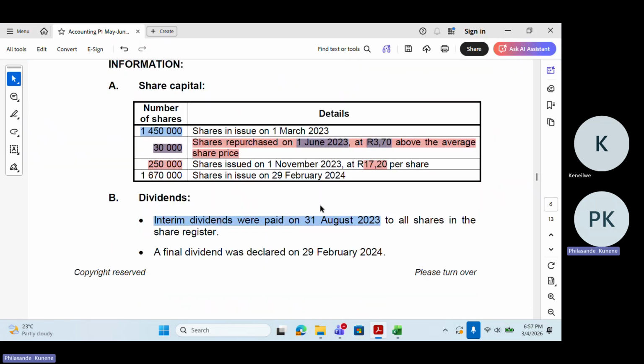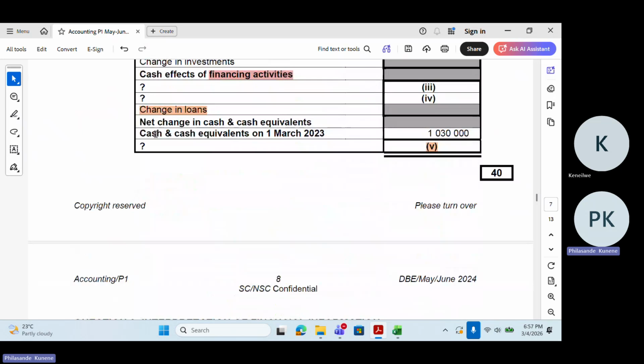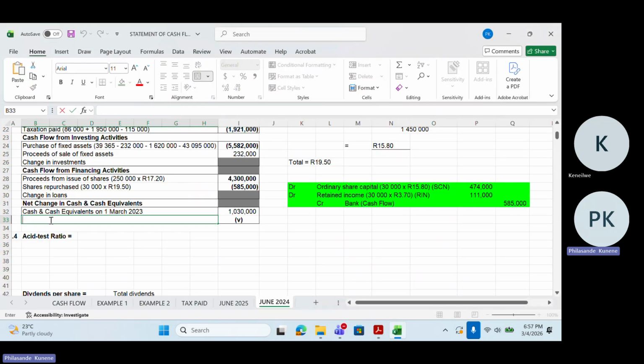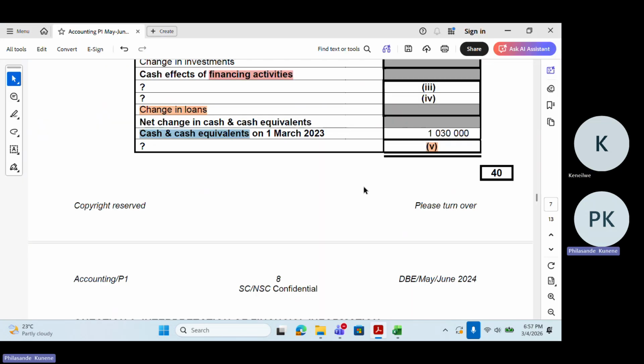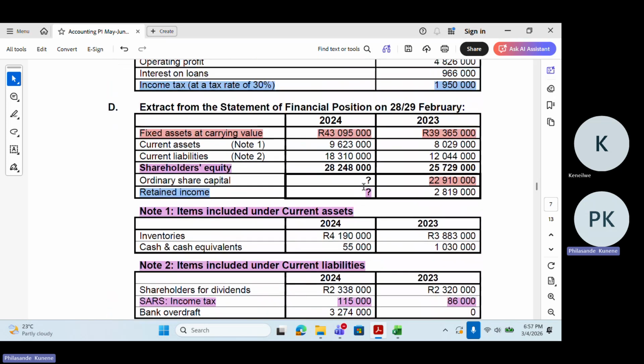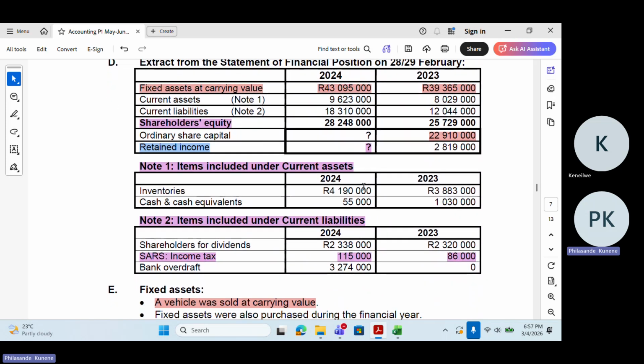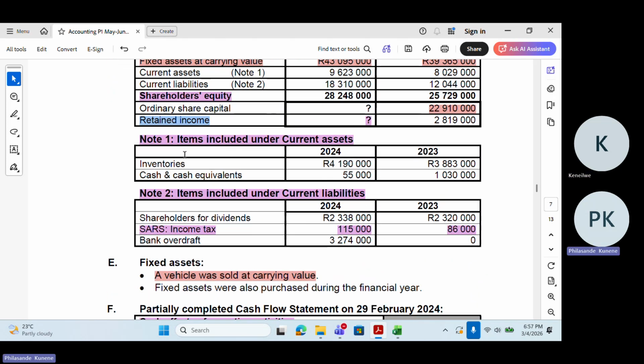Let's carry on now. We're going to be looking at this net change in cash and cash equivalent. Cash at the beginning. This one should be the cash and cash equivalent at the end, right? That's the amount that is supposed to be here. Now we need to calculate it and see how much the cash and cash equivalent at the end is going to be.